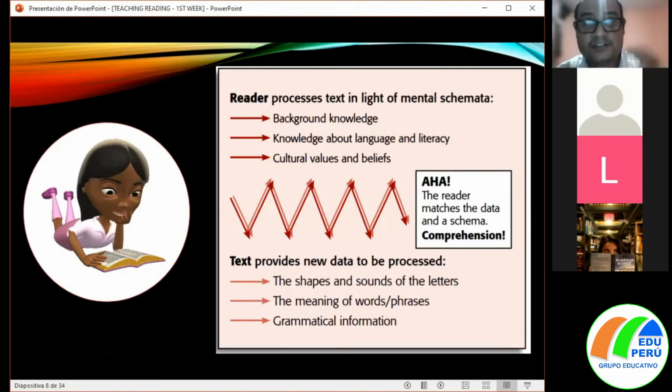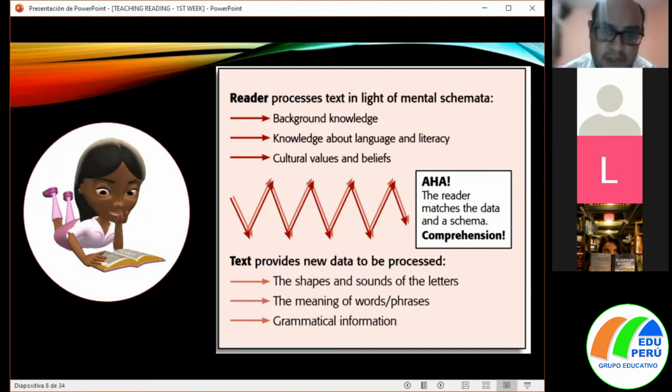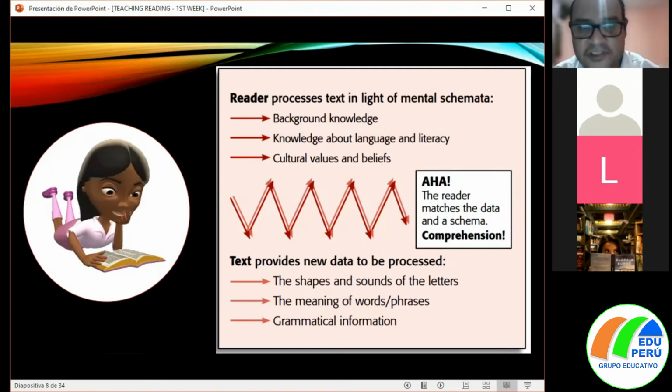Notice these two aspects of reading are not just to analyze the shape and sounds of the letters, to know the meaning of words and phrases, or to get some idea of grammatical information. It involves more. It involves your knowledge, your prior knowledge, your background knowledge, your values, your beliefs. And this is reading. All right?